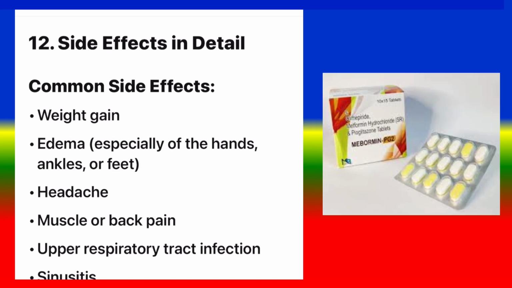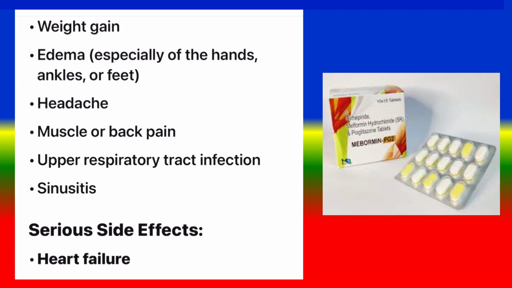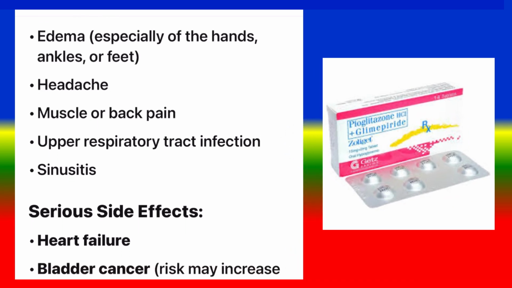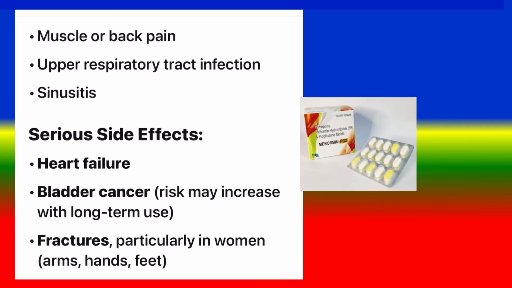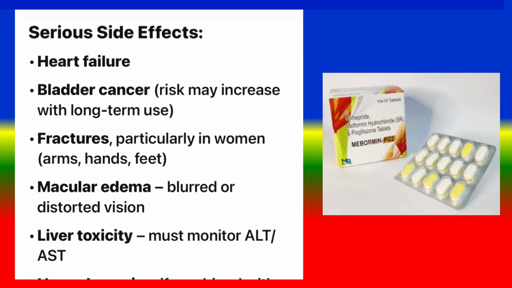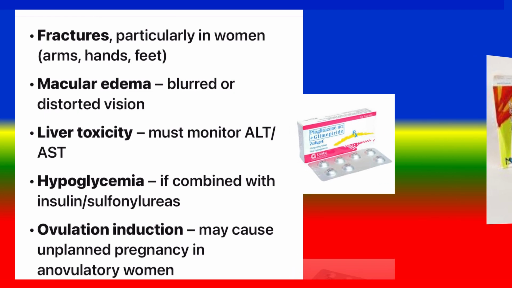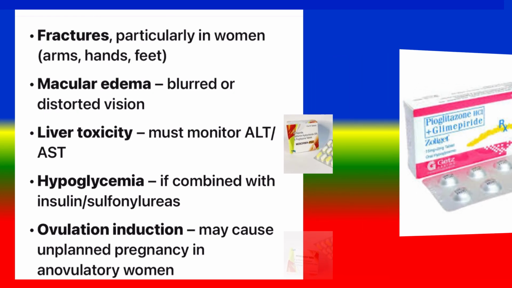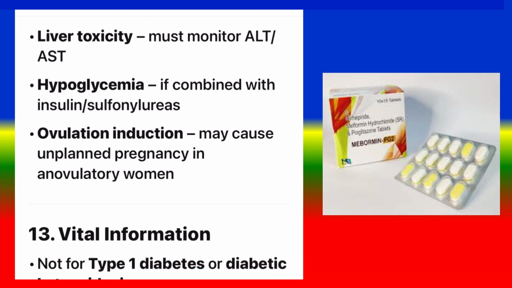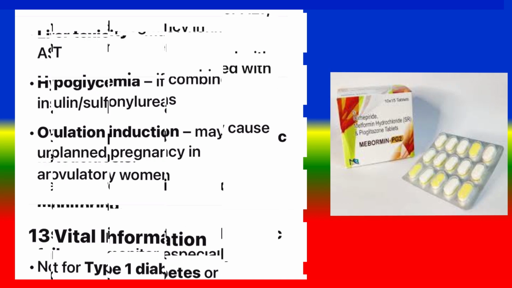Number 12. Side effects in detail. Common side effects: weight gain, edema, especially of the hands, ankles, or feet, headache, muscle or back pain, upper respiratory tract infection, sinusitis. Serious side effects: heart failure, bladder cancer, risk may increase with long-term use, fractures, particularly in women, arms, hands, feet, macular edema, blurred or distorted vision, liver toxicity, must monitor ALT and AST, hypoglycemia if combined with insulin or sulfonylureas, ovulation induction may cause unplanned pregnancy in anovulatory women.